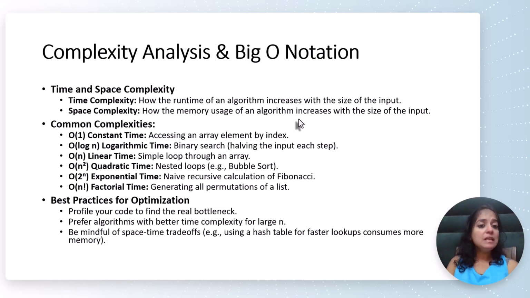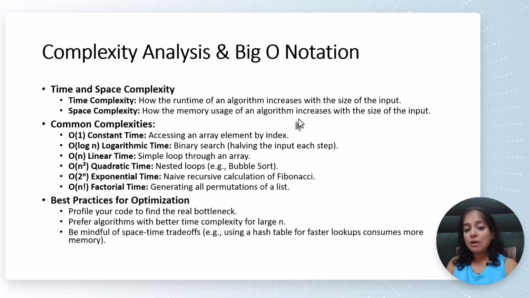Time complexity is how the runtime of an algorithm increases with the size of the input, and space complexity is how the memory usage of an algorithm increases with the size of the input. Whenever we execute our programs, we just test them for a few inputs like 5, 10, 15 and so on. But in real life, your input size may be in thousands, millions, even billions. So you need to check how your algorithm will respond if such big data is provided.